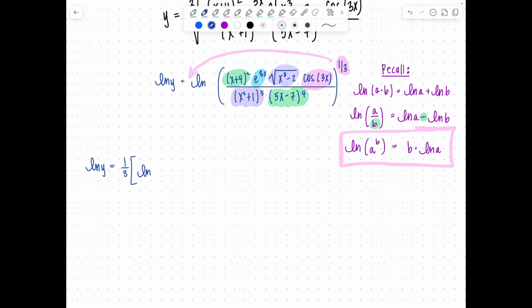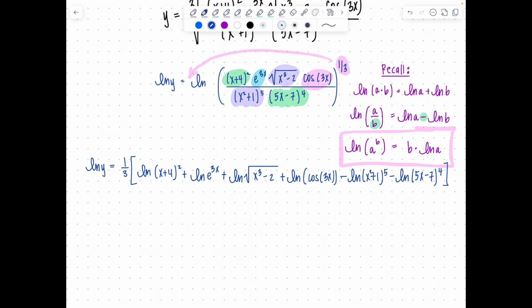Okay, so this is going to be natural log (x plus 4) squared plus natural log e to the 3x plus natural log square root of (x cubed minus 2) plus natural log of cosine of 3x, and then minus natural log (x squared plus 1) to the 5th minus natural log (5x minus 7) to the 4th. Boom. Okay, now check, can we do any more expanding, any more simplification before we go ahead and take the derivative? Yes, we sure can.